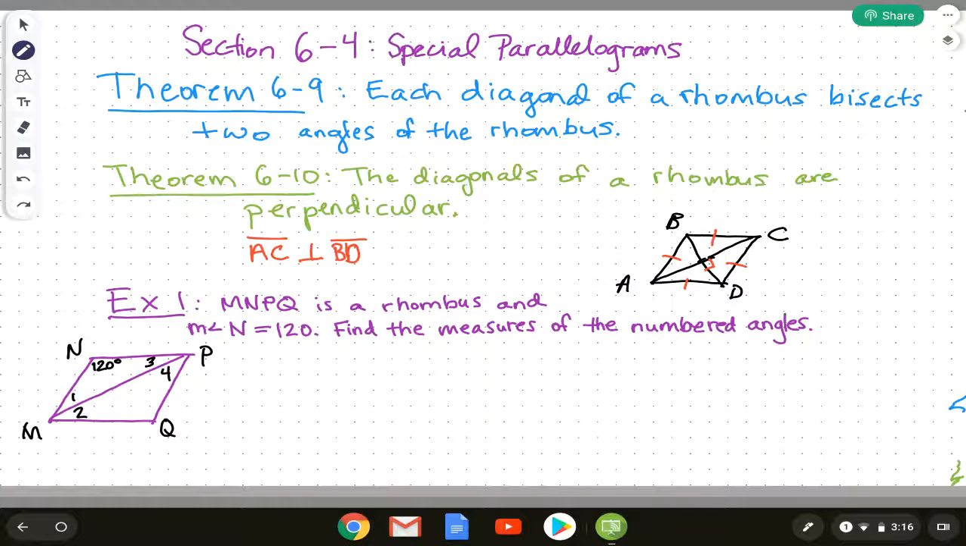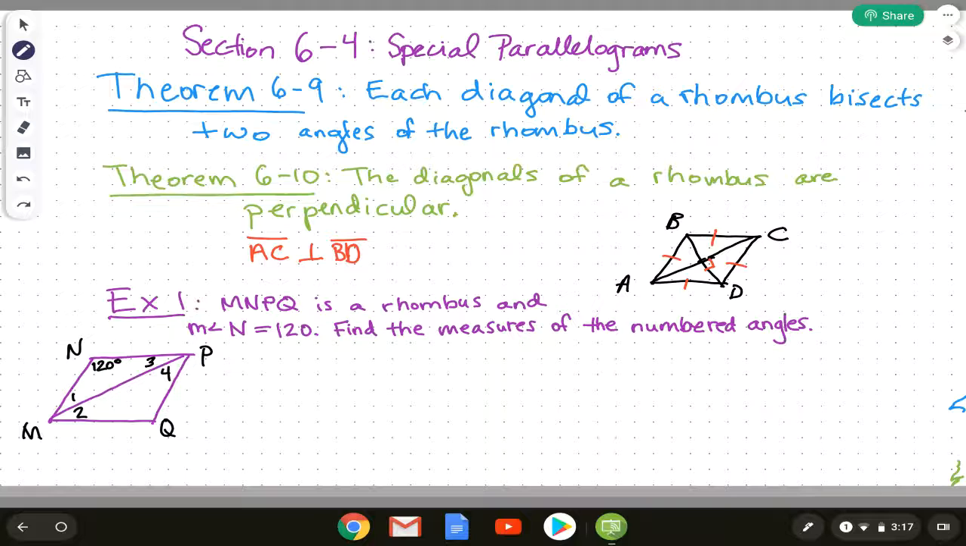Okay, today we're looking at section 6.4, special parallelograms. We're going to start with two theorems. Theorem 6.9, which says each diagonal of a rhombus bisects two angles of the rhombus. And then theorem 6.10, the diagonals of a rhombus are perpendicular.